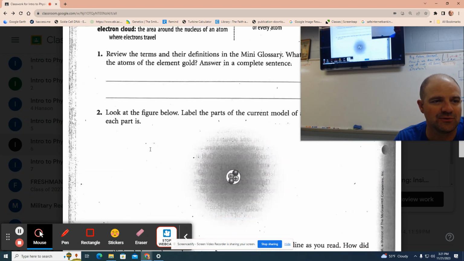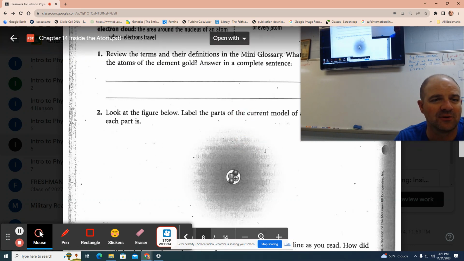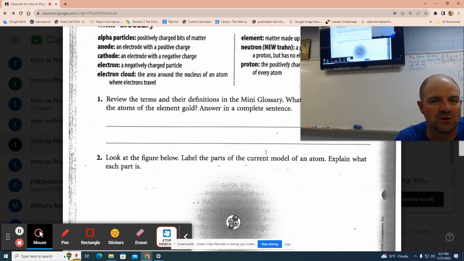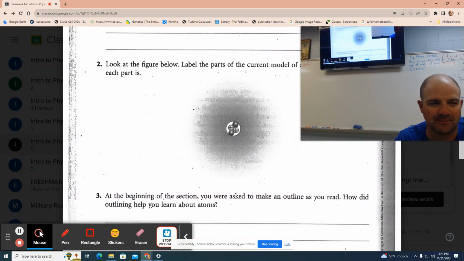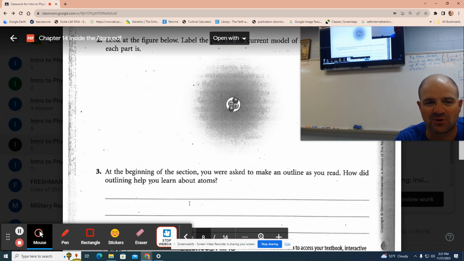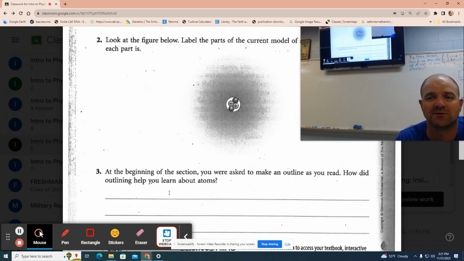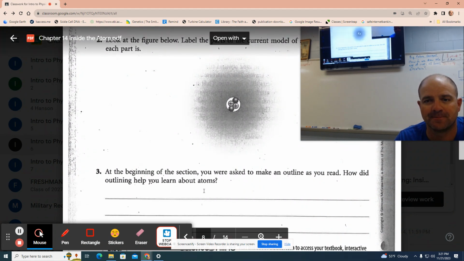And then number 2 is an electron cloud model, kind of, sort of. Look at the 3 below. Label the parts of the current model of an atom. Explain what each part is. Just go ahead. Number 3 is optional. If you decide to outline the section, you'd be able to do number 3.